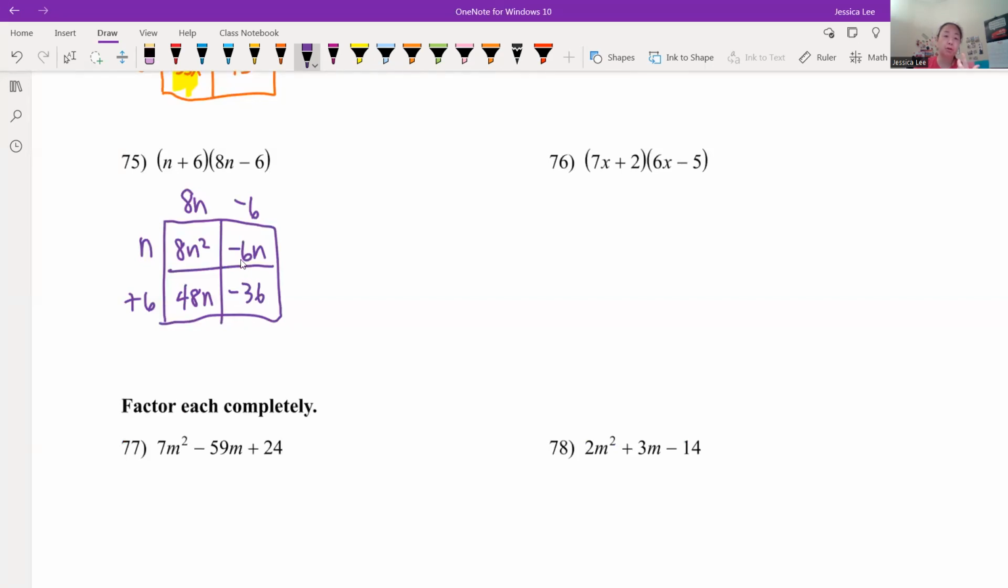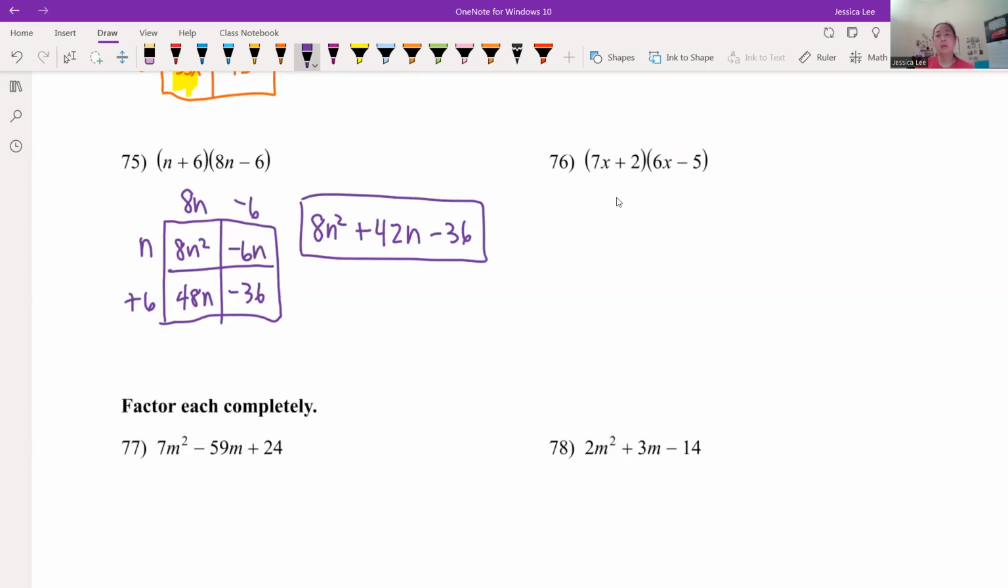This is why it's really important for you to know your multiplication tables really well. It just saves you so much time. Can you imagine having to use a calculator every single time you're multiplying something? That takes a lot longer. And by the time you do that, you're like, wait, what am I doing? So 8n squared, and 48 minus 6 is going to be plus 42n, and this minus 36.